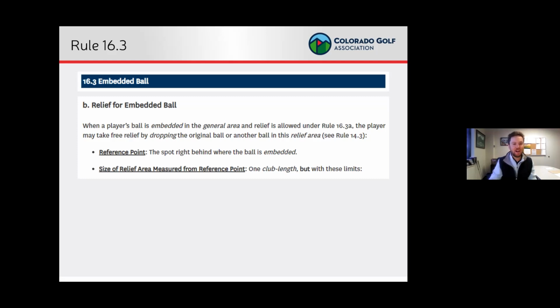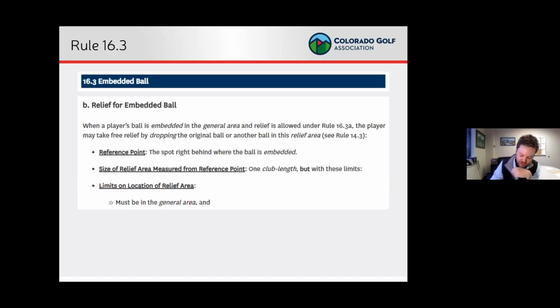So it's the spot right behind it, and you get 1 club length, so 43 inches with these limits. It must be in the general area. So again, your ball is in the general area, therefore your relief area must be. But interestingly, it doesn't say the reference point must be in the relief area. The reference point is the spot right behind the ball, and from there we have to drop it in the general area. So it gets a little tricky in a minute when we look at a bunker here. And it must not be nearer the hole than that reference point.